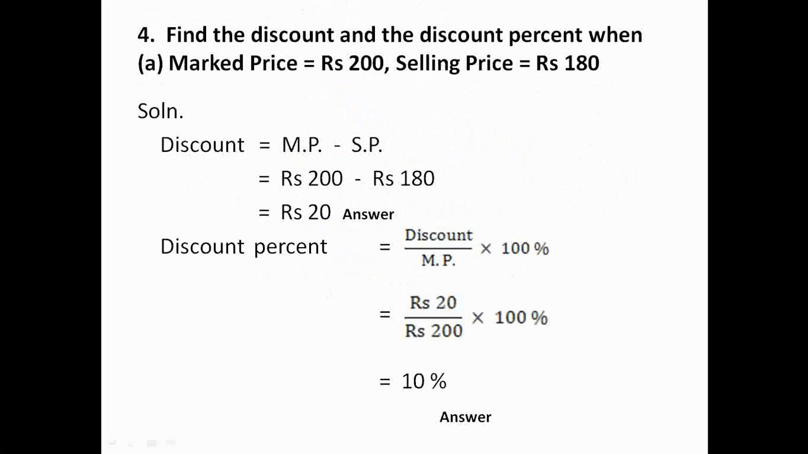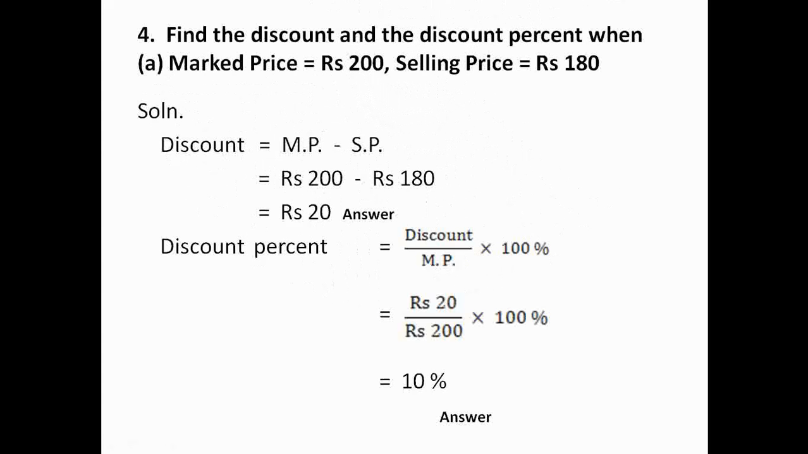Question number 4, part A. Find the discount and the discount percent when mark price is rupees 200, selling price is rupees 180. This is another type of sum. Here you have to calculate the discount and the discount percent. So mark price is given, rupees 200. Selling price is given, rupees 180. Okay, let us start the sum.